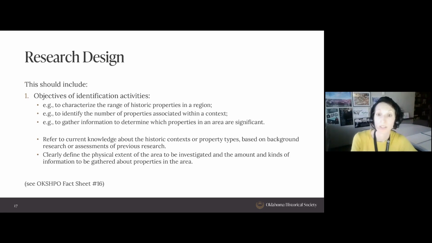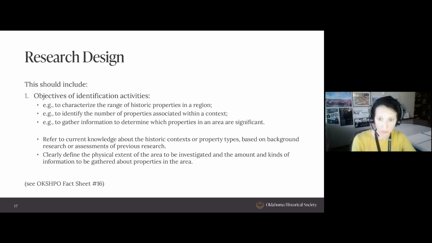The research design should include, number one, objectives of identification activities. For example, characterize the range of historic properties in a region, or identify the number of properties associated within a context, or gather information to determine which properties in an area are significant. You want to refer to current knowledge about the historic contexts or property types. This is based on background research or assessment of previous research.